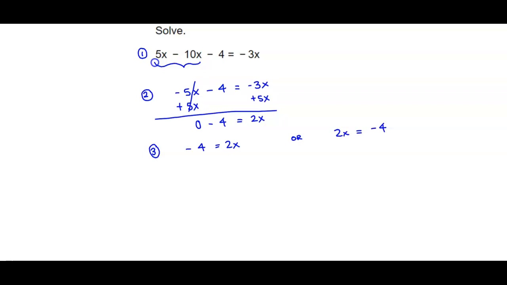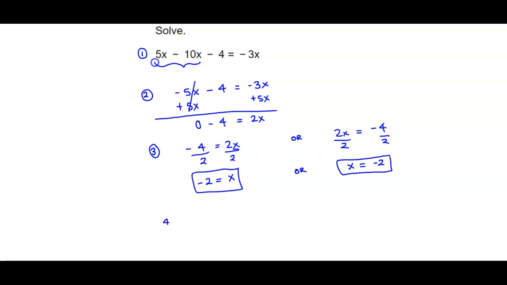Now, since we want to solve for x, we want to divide both sides by 2. So negative 4 divided by 2 is going to give us negative 2, and this is going to give us the value of x. Same thing over here. If we divide both sides by 2, we're going to get the same result, which is negative 2. So our result is negative 2.